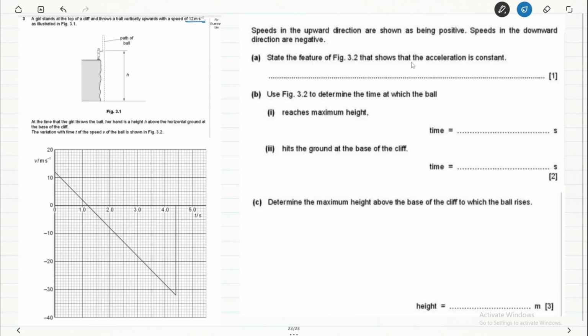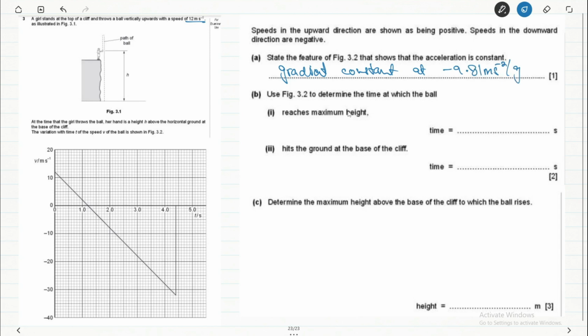State the feature that shows that the acceleration is constant. Now, what shows that the acceleration is constant? The gradient is constant, because gradient is acceleration. Constant at, you can even write negative 9.81 meter per second square, or g.